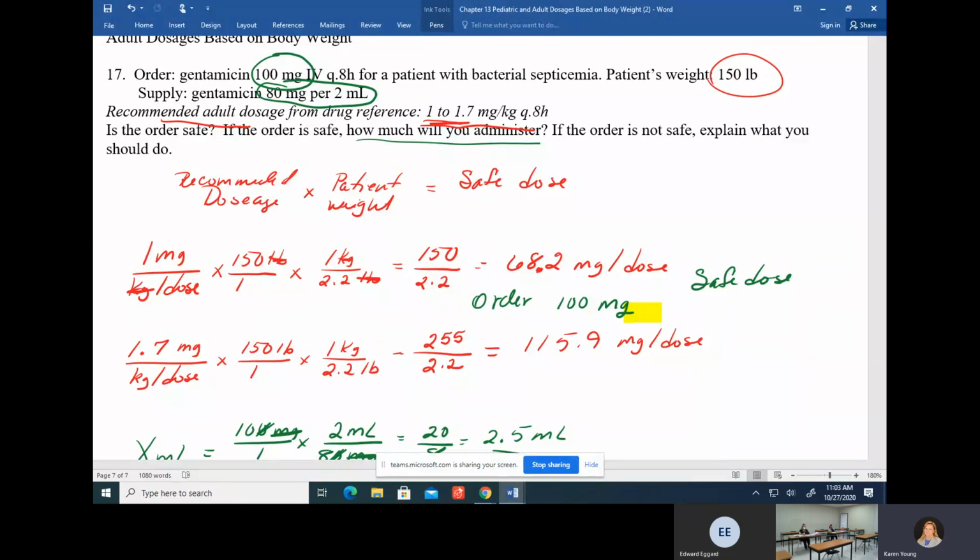Now, if he had ordered, instead of 100 milligrams, 2 milliliters, then I would have taken my safe dosages and found my milliliters. Does that make somewhat sense? Yeah. Okay. And it's all just as clear as murky mud, right?